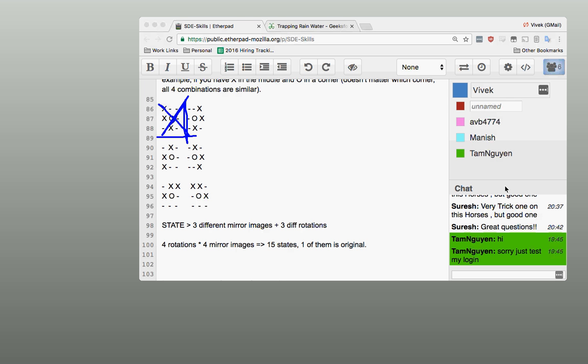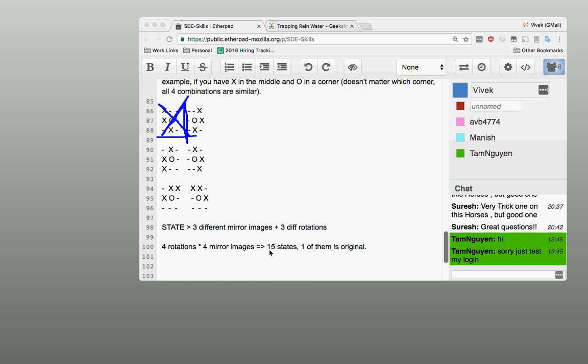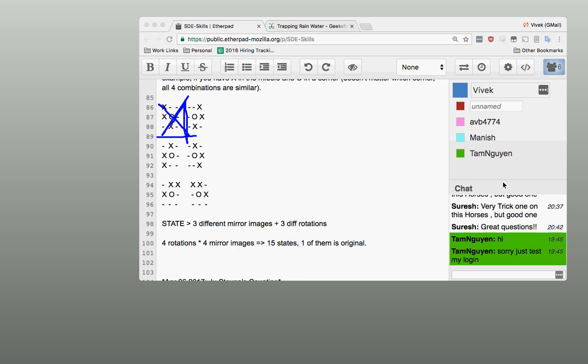Shouldn't that be 3 rotations and 3 mirror images? What's that again? The line number 100. You said 4 rotations. It is 4 rotations. There are totally 4 rotations in all, right? There are 4 states. If you start from the original state, you can rotate it and have it in 4 different ways, including the original. Yeah, okay, that makes sense. And then including the original, there are 4 mirror images, right? 1, 2, including the original, yeah.